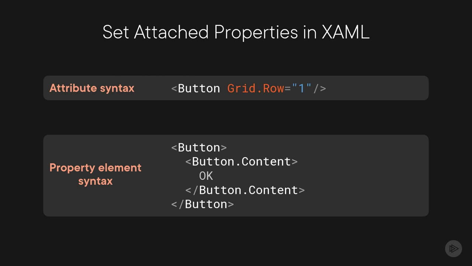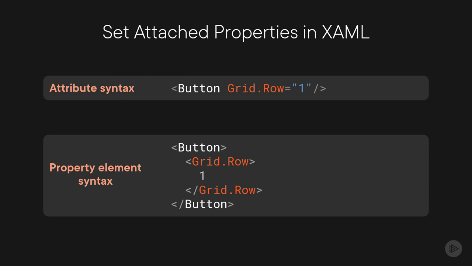Besides the attribute syntax, you can also use the property element syntax to set an attached property. The property element Button.Content consists already of class name and property name. Now let's set the attached property Grid.Row. As you can see, you just create a property element with class name and property name as usual. The only difference is that it is not the Button class here, but the Grid class.